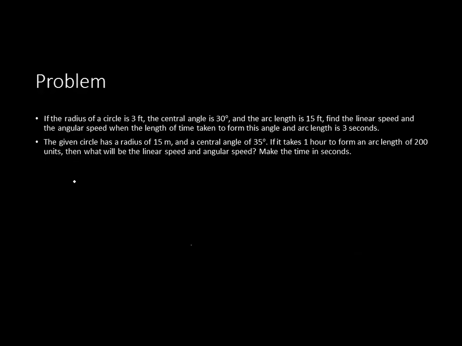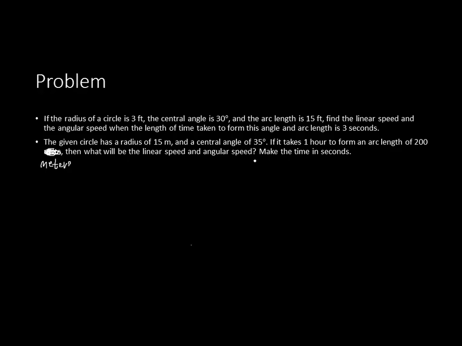The given circle has a radius of 15 meters and a central angle of 35 degrees. If it takes 1 hour to form an arc length of 200 units, what will be... Wait, no. It's meters, guys, not units, meters. Then what will be the linear speed and angular speed? Make the time in seconds.